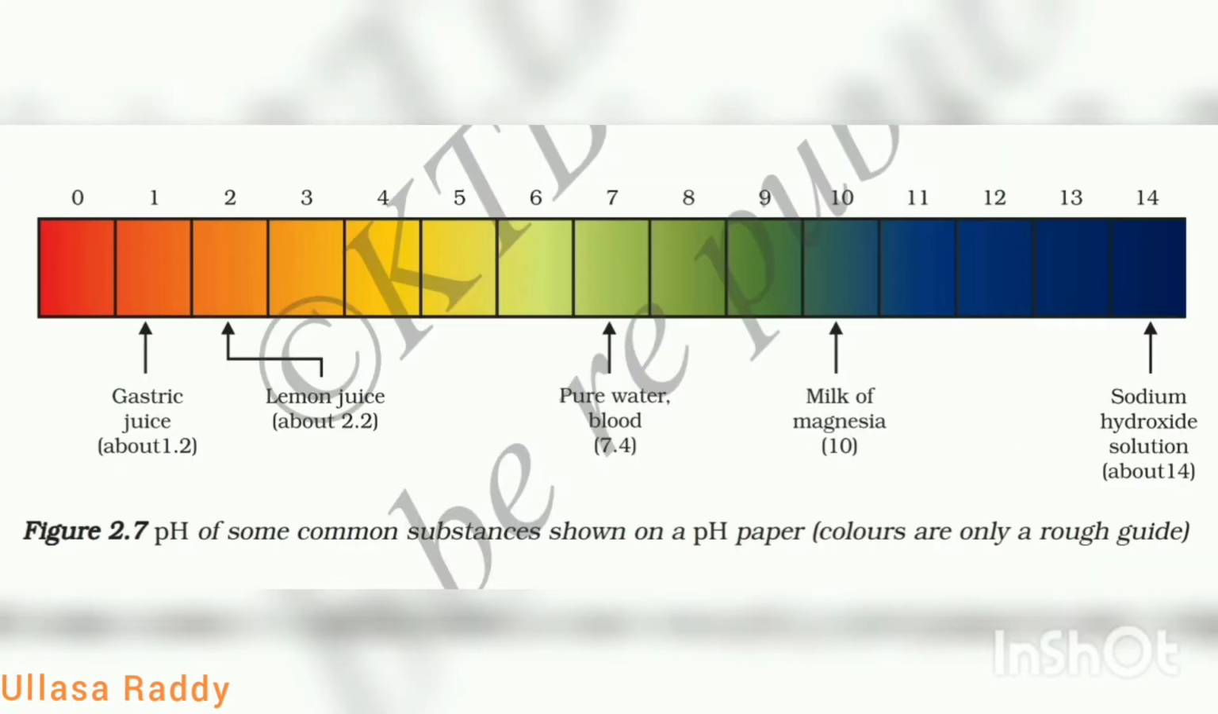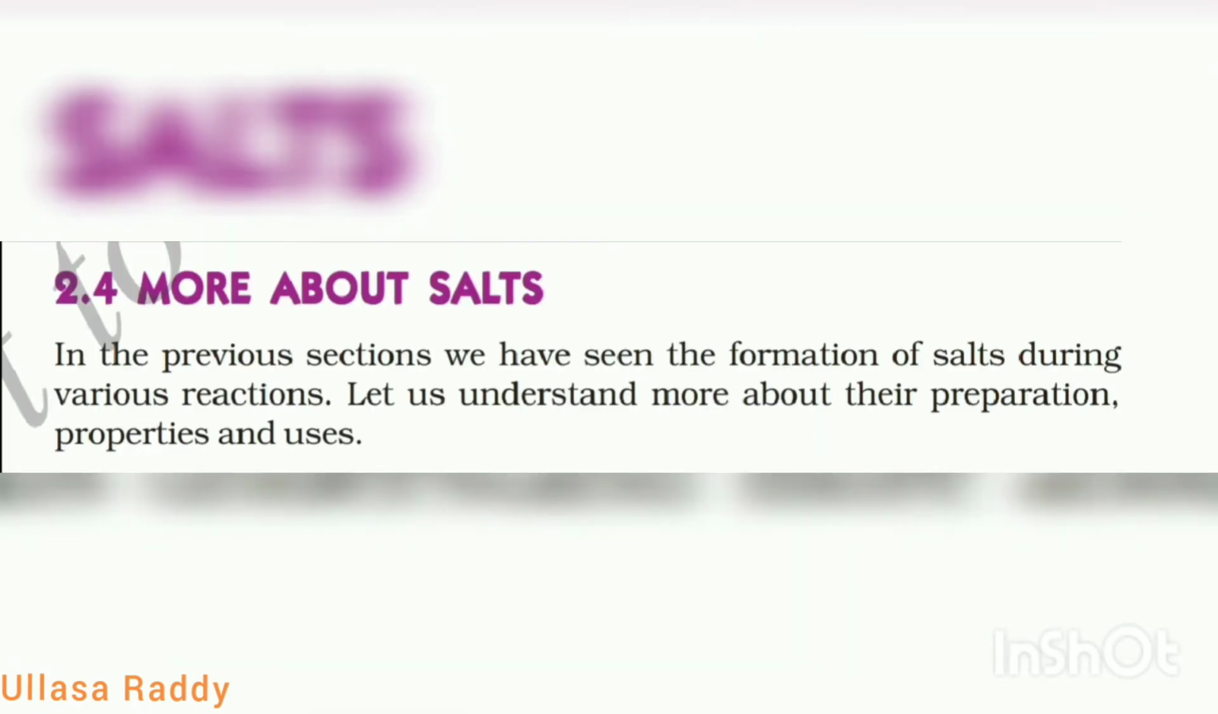In this scale, going from 7, 6, 5, 4, 3, 2, 1, 0 in decreasing order, the acidic property will be high. Going 7, 8, 9, 10, 11, 12, 13, 14 in increasing order, the basic level will be high. So remember this.